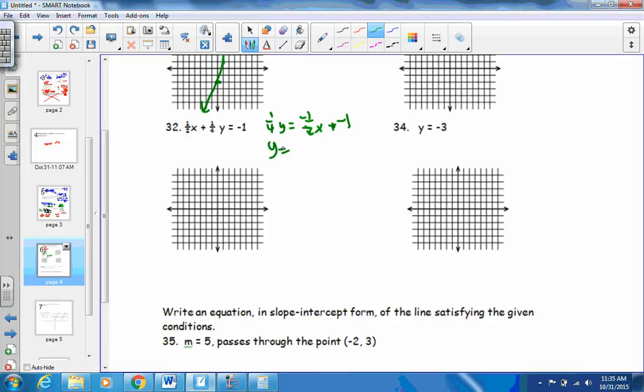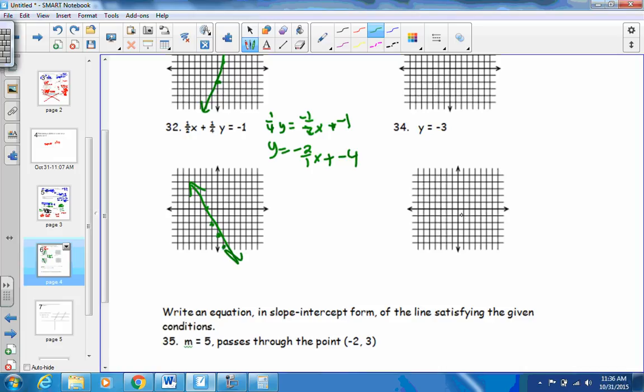Y equals times 4 would be -4 over 2, which would be -2 over 1, x, plus times 4 would be -4. So this one we're going to start at -1, 2, 3, 4. We're going to go down 2 and over 1, or we can go up 2 and back 1. That'll actually work better for this one because of where we're starting. So it'll look something like that. My line is not good, but that's how it would be.